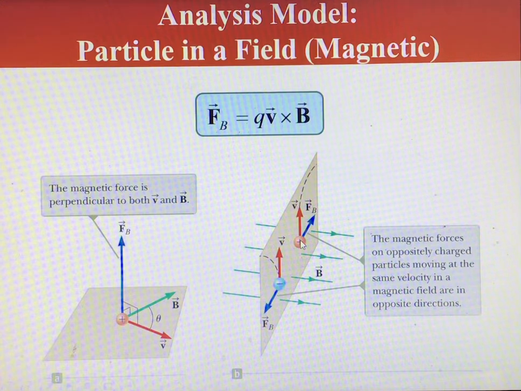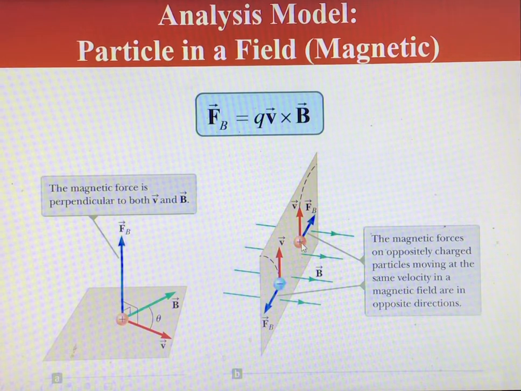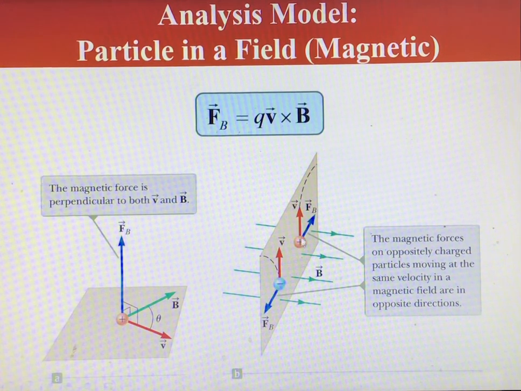Now, we can do the same application here by looking at a positive and a negative charge. Suppose that you have a magnetic field that is pointing in this direction here, the green arrows, and you have a velocity that is going up. Then if you take the cross of the velocity and the magnetic field, you get a force that is pointing in that direction right there.